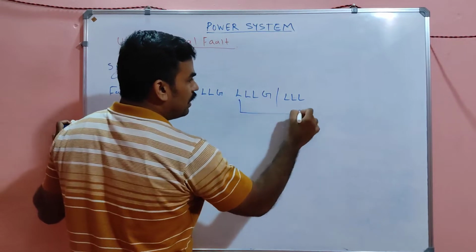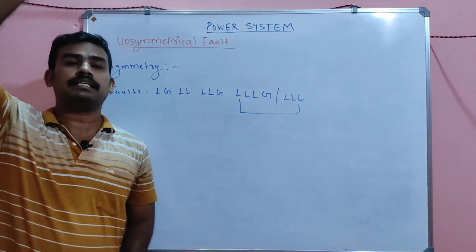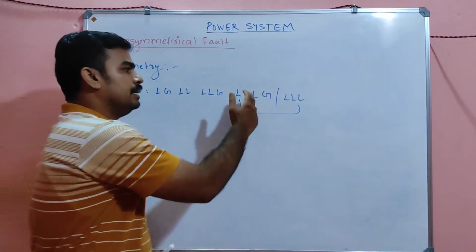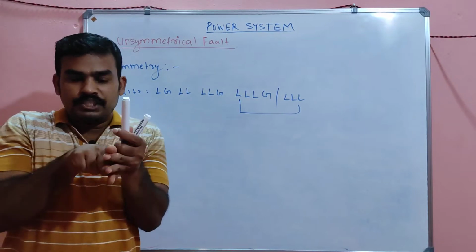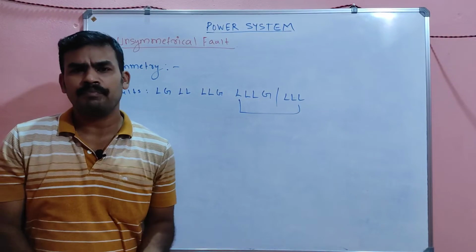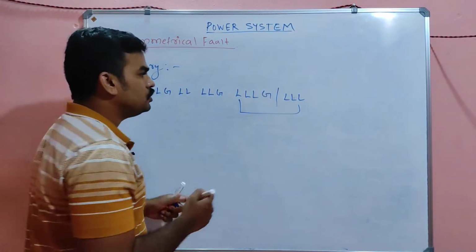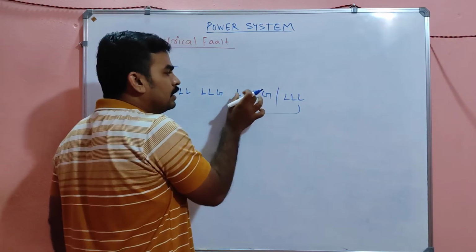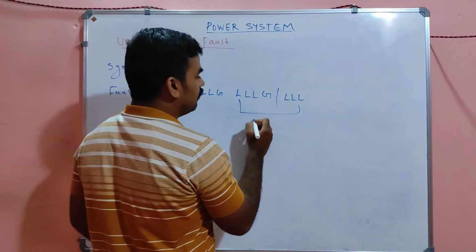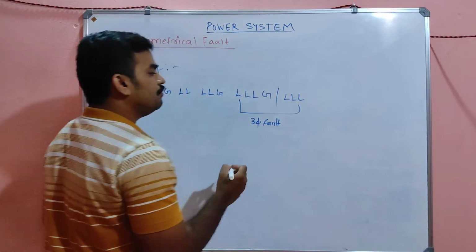Now, for these two faults: triple line to ground fault means that if three of the conductors fall down to ground, then it is called a fault. If the three conductors are connected together due to some reason, it may be due to heavy wind or anything, if three conductors come in contact together, then these two types of fault, triple line to ground as well as triple line fault, are called the three-phase fault.